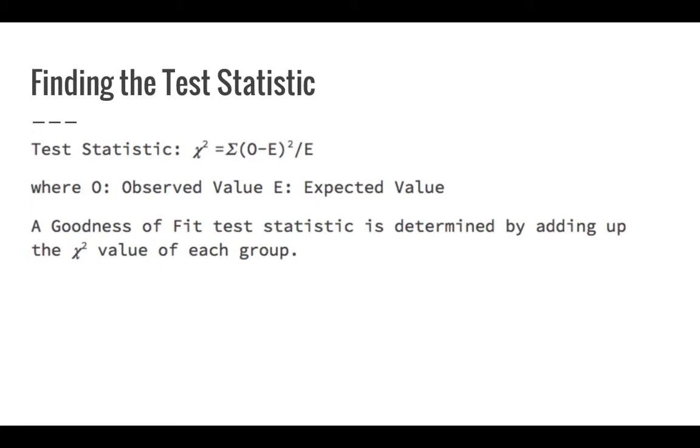To compute the test statistic, we subtracted the expected value from the corresponding observed value, squared the result, divided by the expected value, and found the sum.